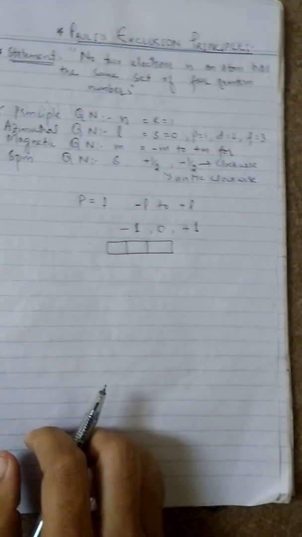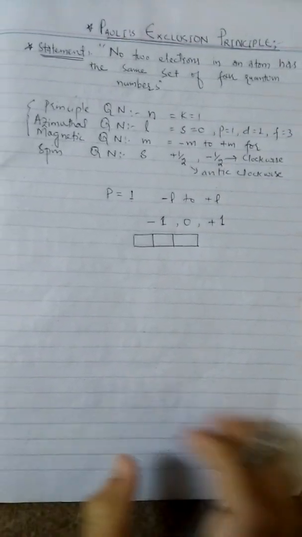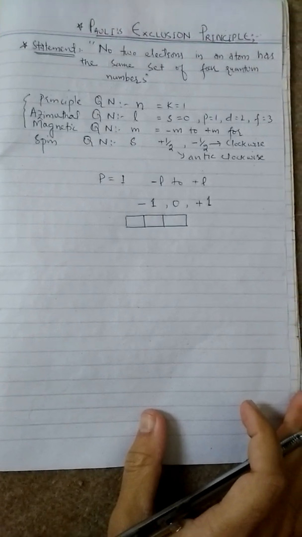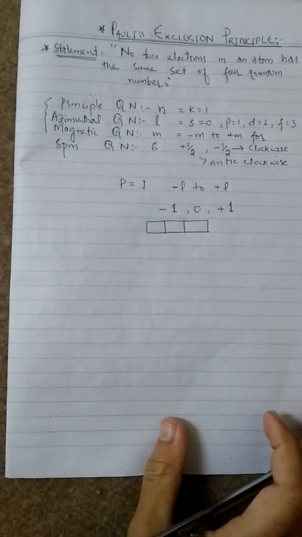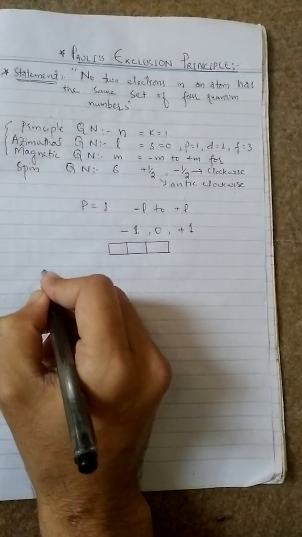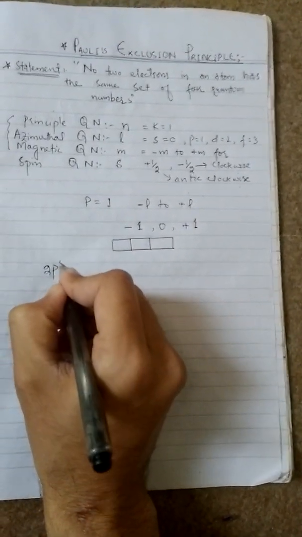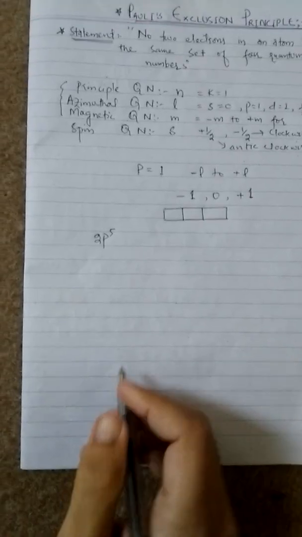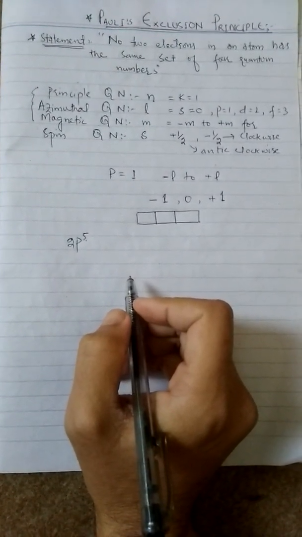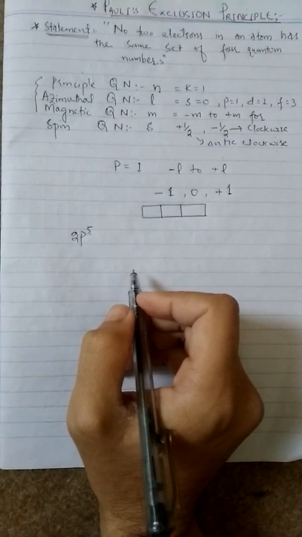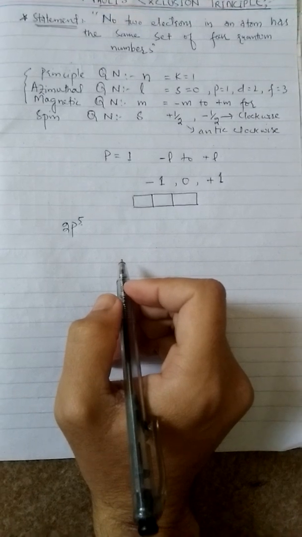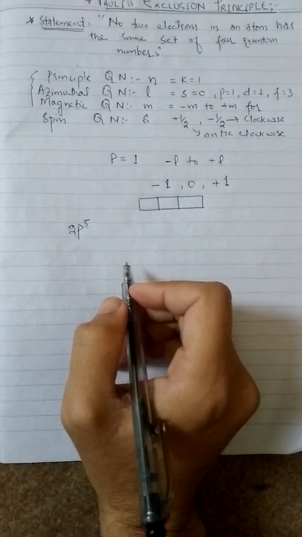Actually, we will discuss these quantum numbers in detail in the upcoming lectures, but now we have to find the Pauli exclusion principle. For example, an atom with the electronic configuration of 2p5. Let's consider the fifth electron, we have to find its spin, and for the fourth also. So let's see what happened.